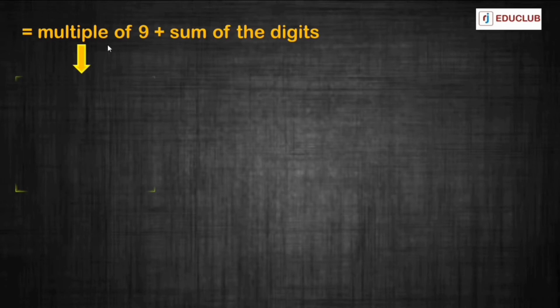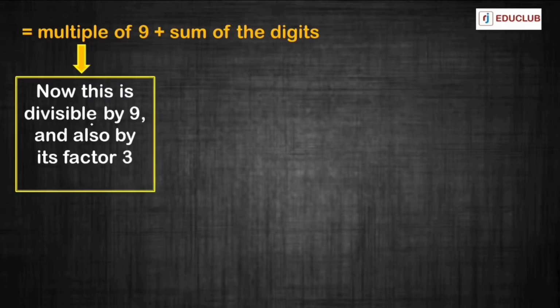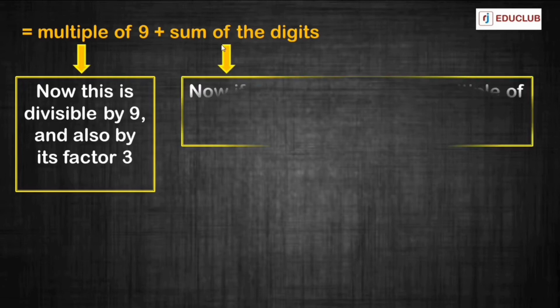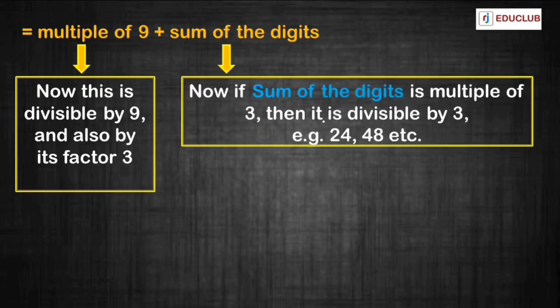Now, this term 9x in a two-digit number is a multiple of 9, so it is divisible by 9 and by its factor 3. Now we are left over with the sum of the digits. We don't know whether it is divisible by 9 or 3 or not. So if the sum of the digits is a multiple of 3, then the number is divisible by 3. For example, 24 is a multiple of 3, so that number will be divisible by 3 only.